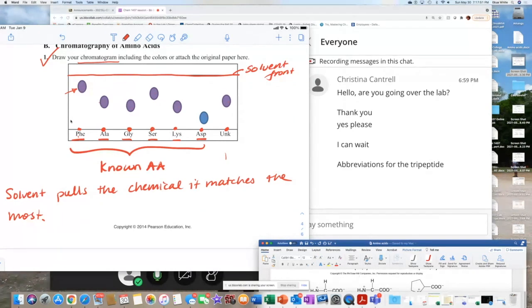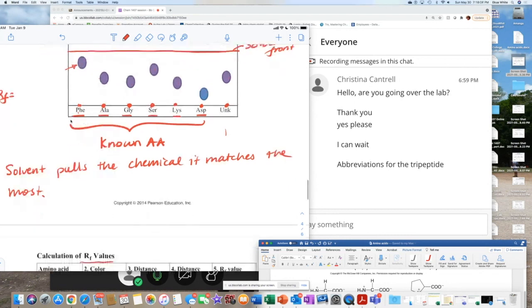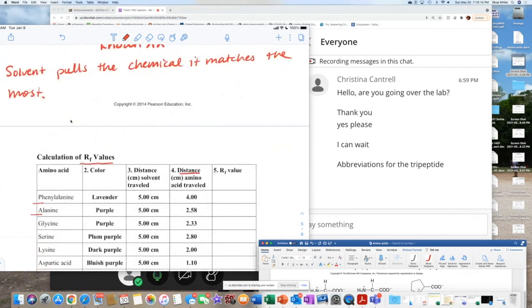But without really going into all that, all you have to do here is try to identify what the unknown is by trying to figure out how far up each spot traveled. Okay, so to figure out the RF, you need to know the distance traveled by the spot, which is here. Distance in centimeters, the amino acid traveled is in centimeters.